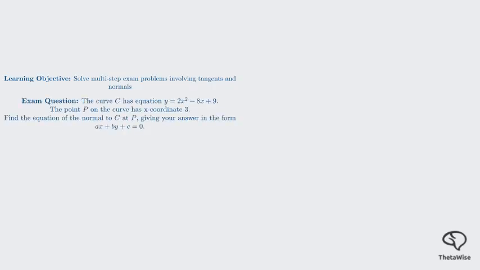To wrap up, let's look at a more complex example similar to what you might see in the latter half of an IGCSE paper. This question combines everything we've learned. Here is the exam question. The curve C has equation y equals 2x squared minus 8x plus 9. The point P on the curve has x-coordinate 3. Find the equation of the normal to C at P, giving your answer in the form ax plus by plus c equals 0.